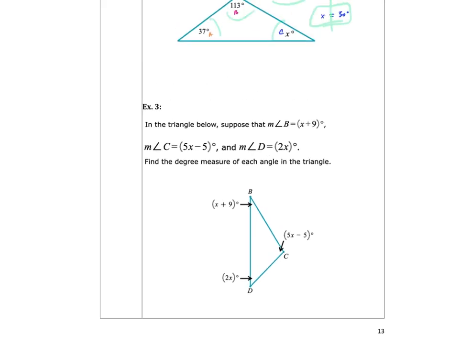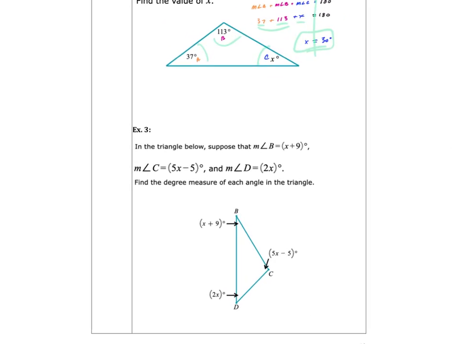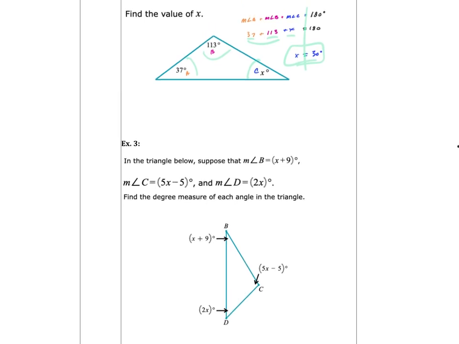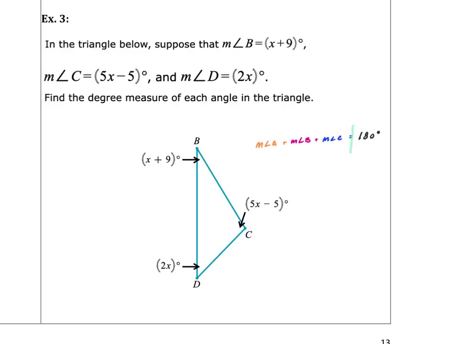But we're going to set it up the same way we did this one. Okay, so we're still going to set it up as three angles add up together. So we're going to set up the same type of equation. Now notice when you look at it, they don't just want us to find x. They want us to find the measure of each angle in the triangle.